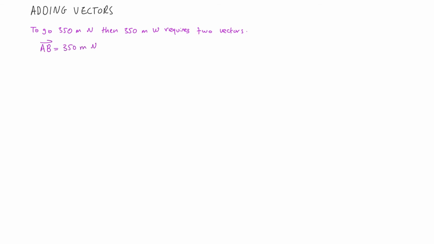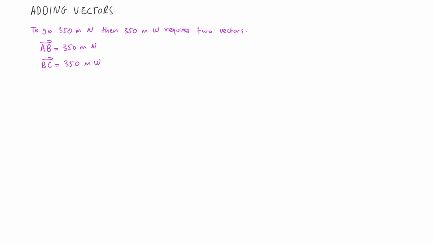Now let's look at how we can add vectors. We had an example where Carol told James to go 350 meters north and then 350 meters west. So for this we have two vectors, and if we want to see the resultant vector, we need to add them. We can set vector AB to be 350 meters north and vector BC to be 350 meters west.